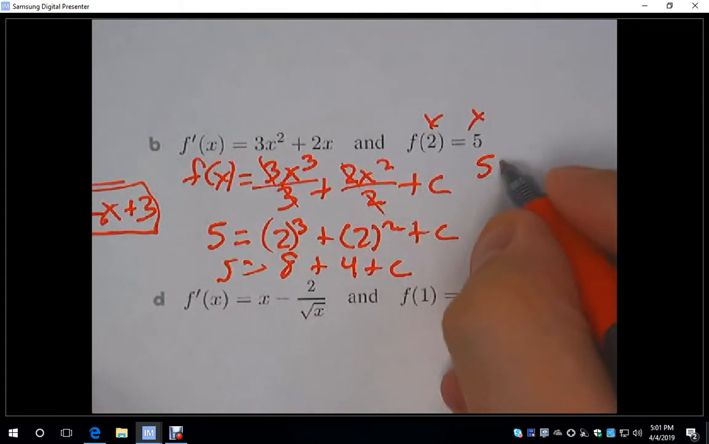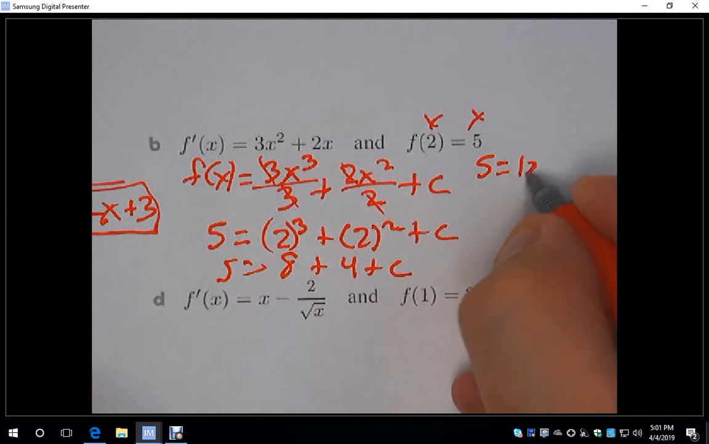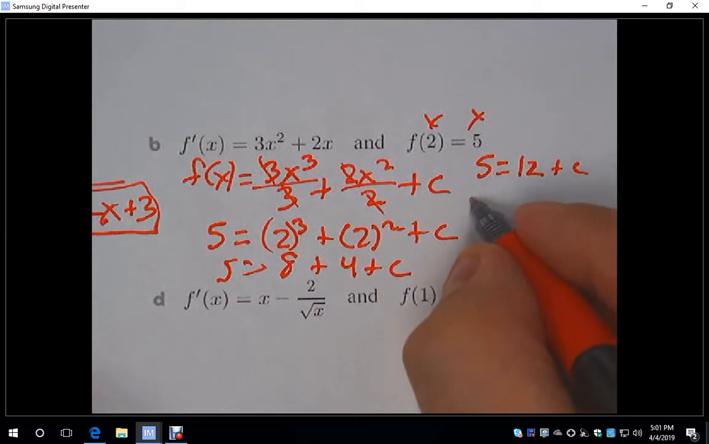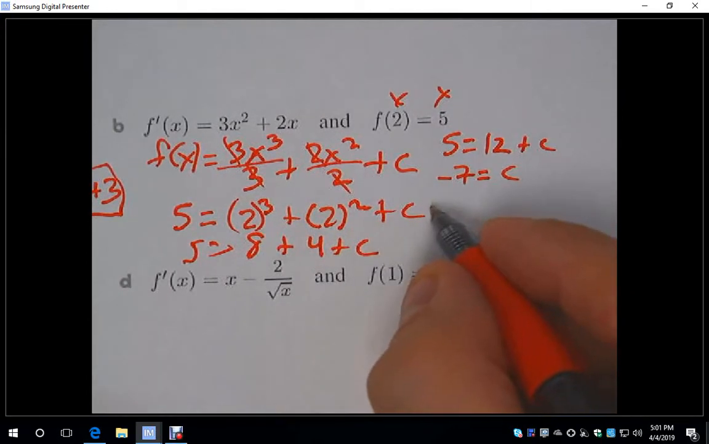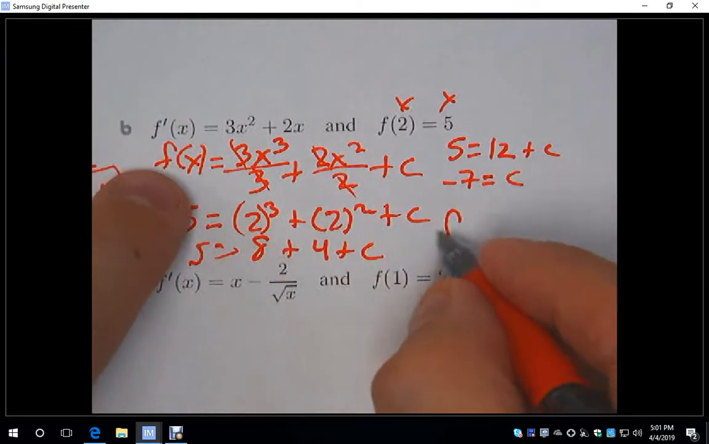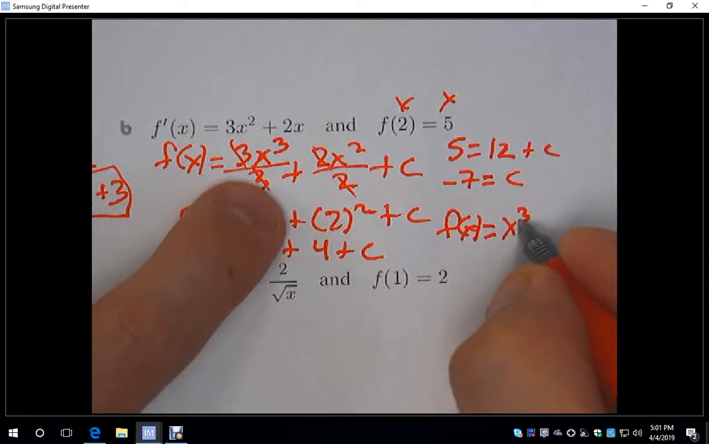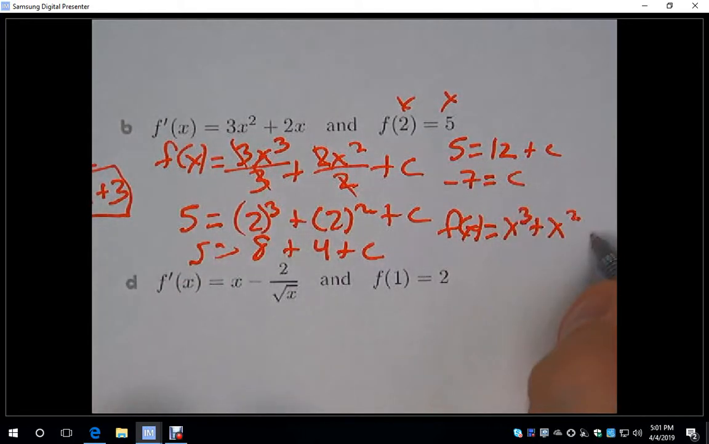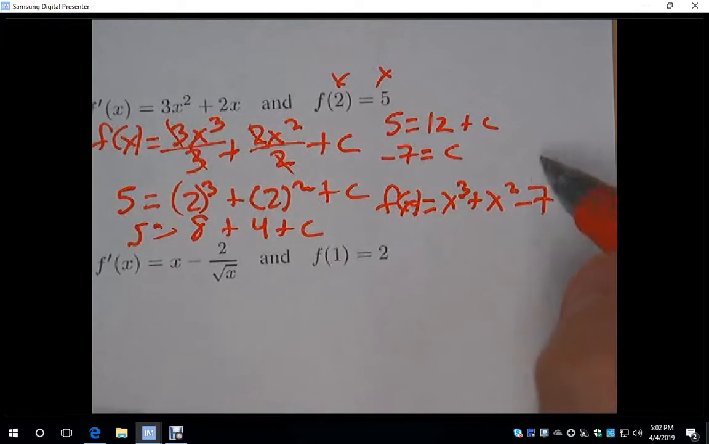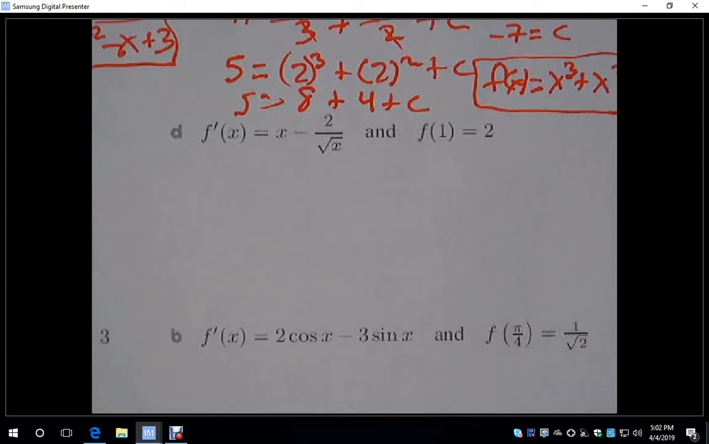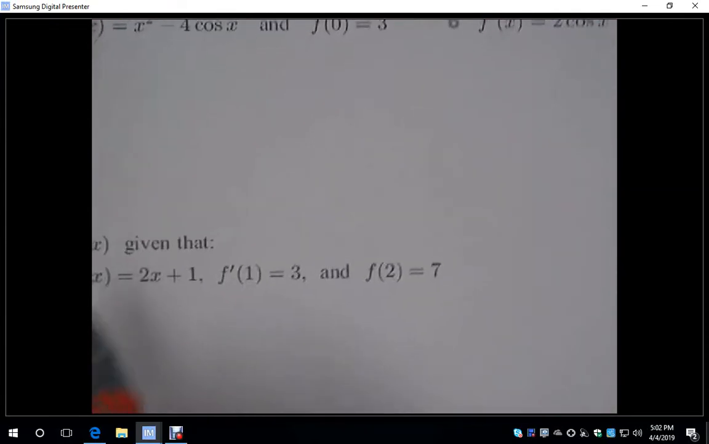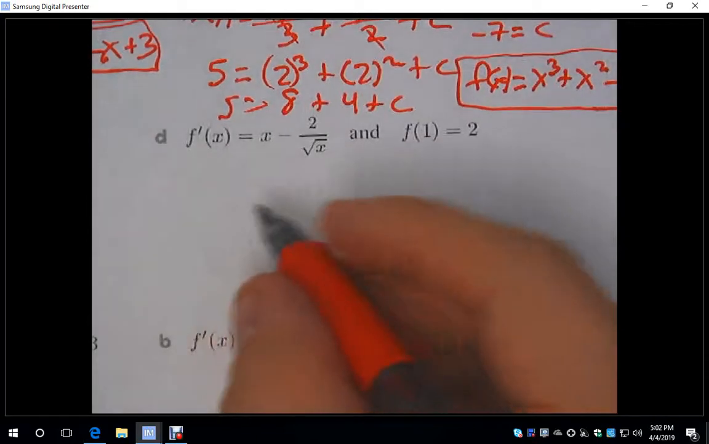So that gives me 5 equals 8 plus 4 is 12 plus c. We subtract the 12 from both sides. That gives us negative 7 equals c. And then we take that negative 7, plug it in for c, and that gives us our original function of f of x equals x cubed plus x squared, and our c value is negative 7. So this is the answer for part B. Let's do another problem, and then we'll jump down to some fun things: if we have a double derivative, we have to work back by taking the integral twice. So let's look at the next one.